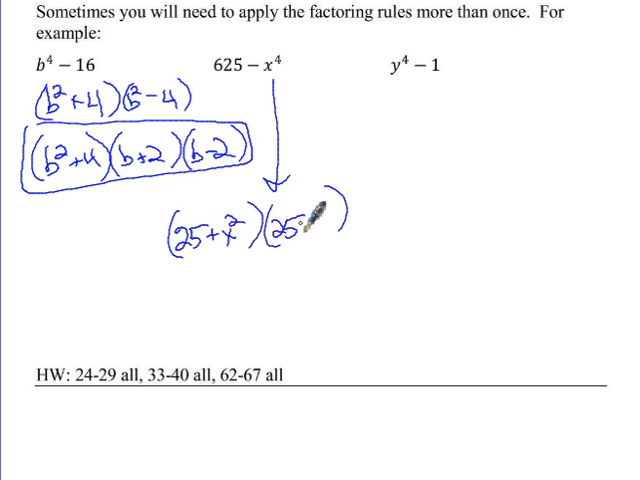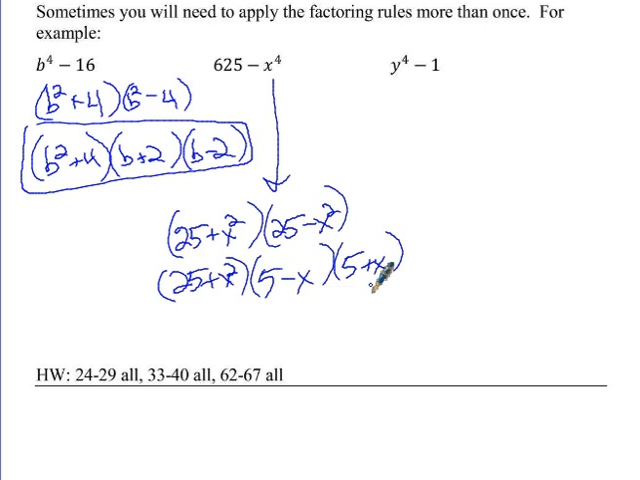Good. Now, does 25 plus x squared factor? No. Does 25 minus x squared factor? Yes. So I'm going to write 25 plus x squared, because that doesn't factor. But then 25 minus x squared does. What do I get? Okay, 5 minus x, 5 plus x. And now you're done.